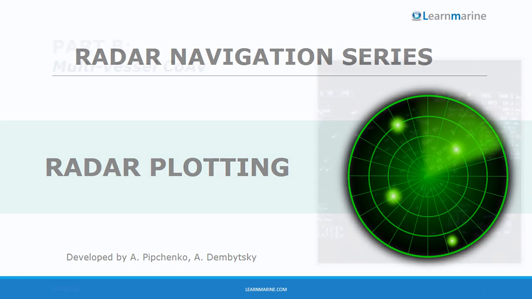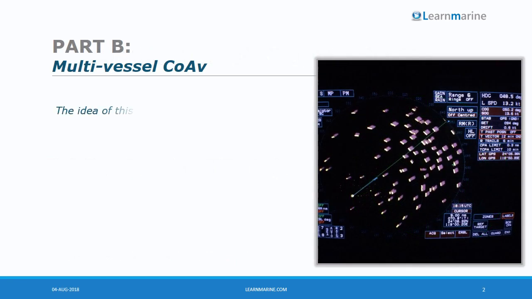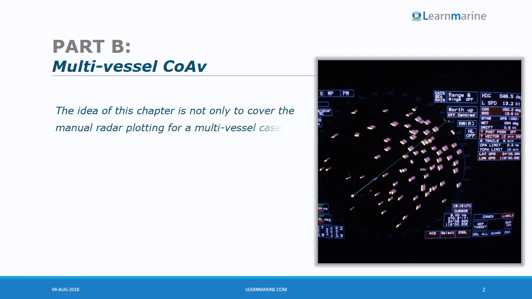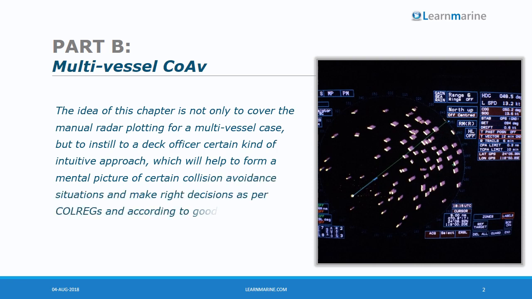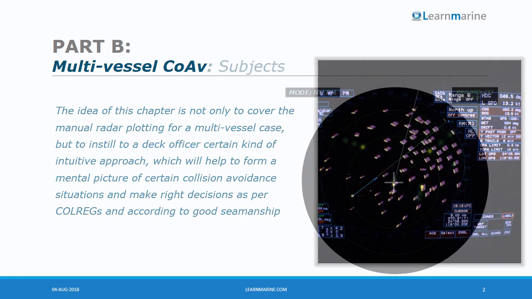Radar plotting. The idea of this chapter is not only to cover the manual radar plotting for a multi-vessel case, but to instill to a deck officer a certain kind of intuitive approach which will help to form a mental picture of certain collision avoidance situations and make right decisions as per COLREGs and according to good seamanship.